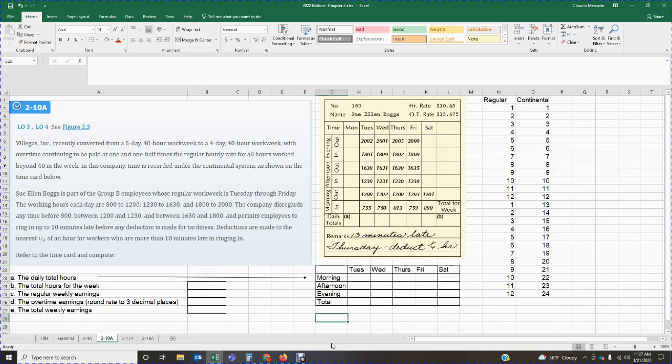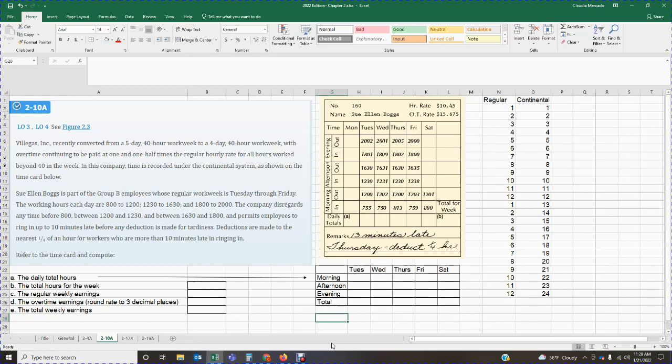Now it says the working hours each day are from 8 to 12. That's 4 hours. From 12:30 to 16:30, that's 4 hours. And then from 18 to 20, that's 2 hours. So 4 hours plus 4 hours plus 2 hours will give you the 10-hour workday.